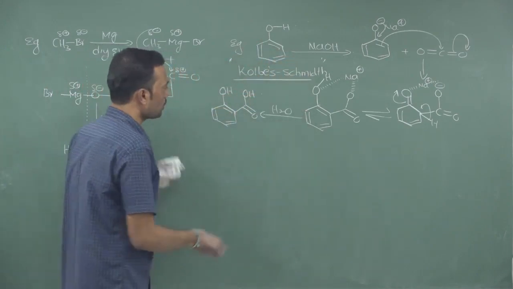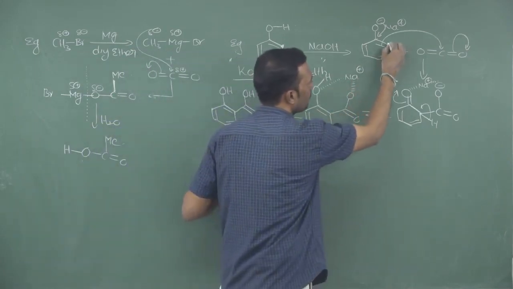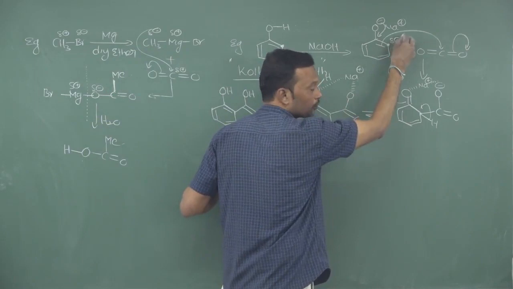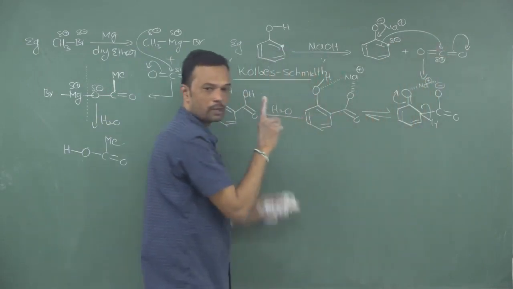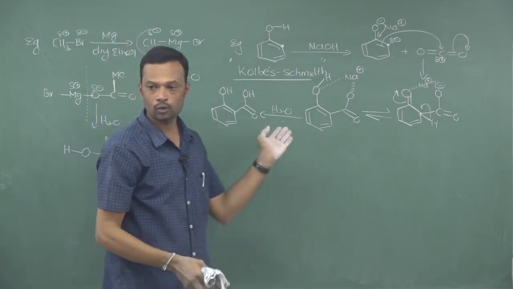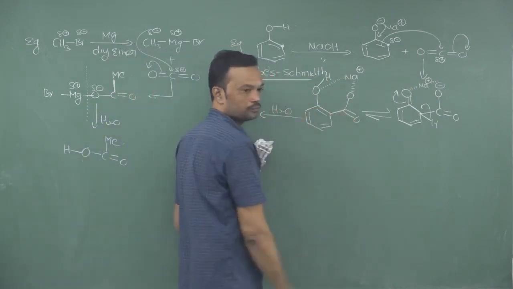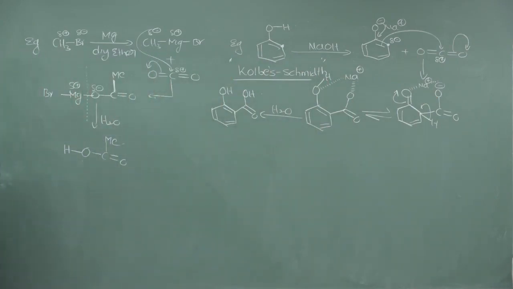So what is observed here? This carbon, what charge did we create? Negative charge, meaning partial negative. This partial negative attacks which carbon? The partial positive. Is it matching or not? Negative attaches to positive and they undergo condensation. That is the target. Kolbe-Schmitt reaction, remember, is used to convert phenol to salicylic acid.